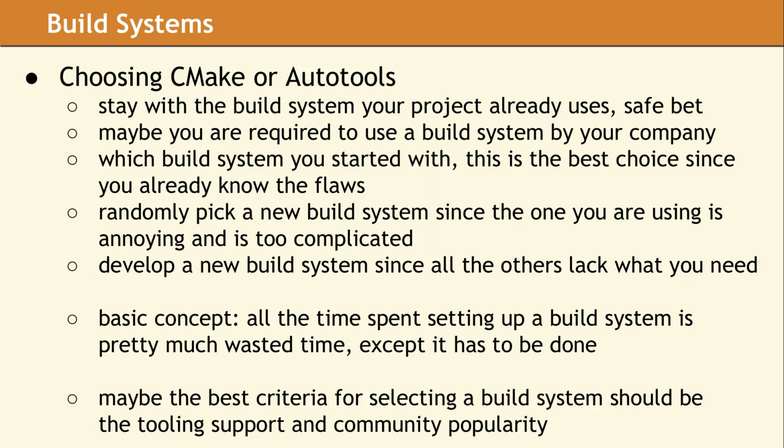So how do you choose? Well, you could use what you know, or what your project already uses. Inertia is always a safe bet. You might try a new build system because you're sick of the one you're using. You might even try developing a new build system for the same reason. But at the end of the day, all of the time you spend setting up the build system on your project is wasted because it's not actually writing code. Unfortunately, it's not optional. Maybe the most important thing to consider when you choose a build system is how well it supports the tools you need for your project and the communities that you're involved in.